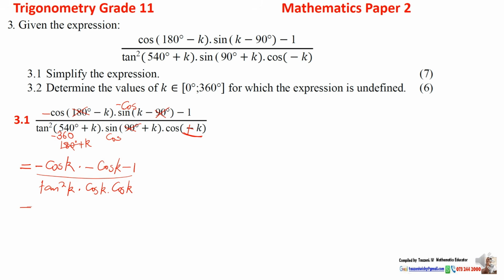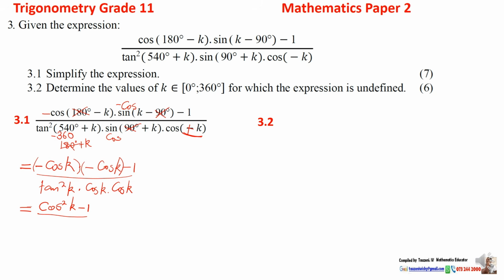Then simplifying further, in my expression on top there, this is multiplication. It might be better also to put brackets when you're doing multiplication so that you don't make the mistake of subtraction. Cos times cos gives us cos squared. So I've got cos squared k minus 1. That is my expression in my numerator. Then in my denominator, I need to simplify that one. I have tan squared.